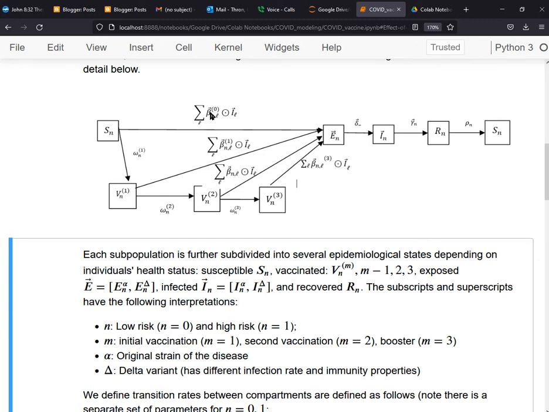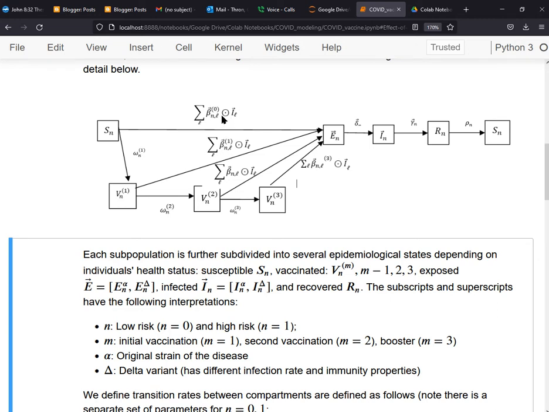This beta, as I said, is a vector, and each beta is multiplied by the corresponding size of the infected population. We saw this before. The infection rate depends on the number of infected people, because if there are more infected people around, you're more likely to contact them. Now, what is this circle dot? This circle dot means that we're adding component-wise. This beta is a vector with 2 components. This I is a vector with 2 components.